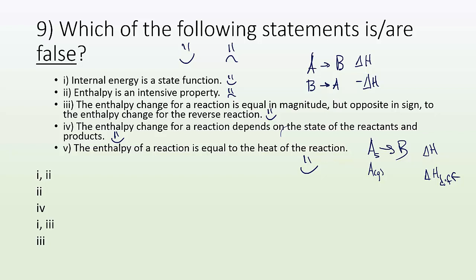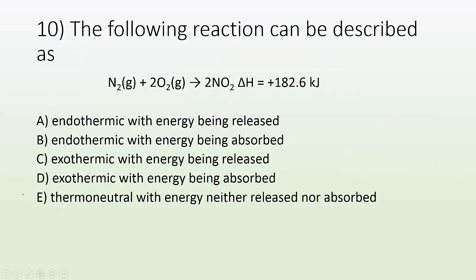So 9, again, it says which of the following statements is or are false. The only one that's false would be choice 2, so it's going to be, boom, B, right? That's the letter B. All right, number 10. The following reaction can be described as what? So we have this reaction, and then it tells us our delta H is a positive value of that much.